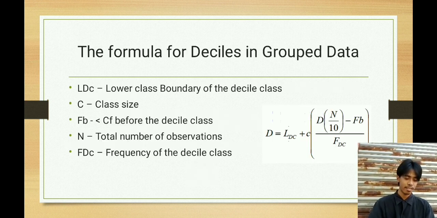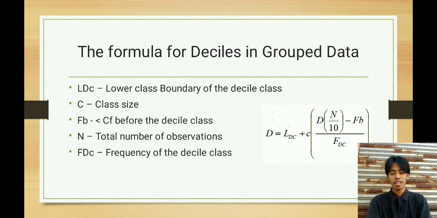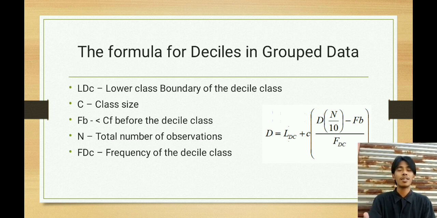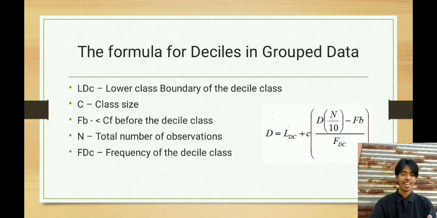N. The formula for deciles in grouped data is D equals L sub DC plus C, in parentheses, the quantity D, in parentheses, N over 10 minus F sub B, all over F sub DC.